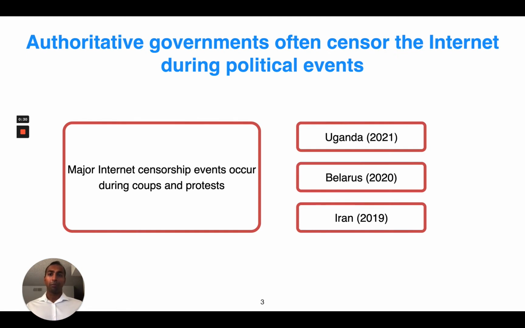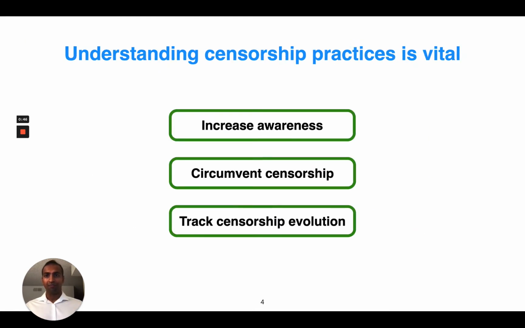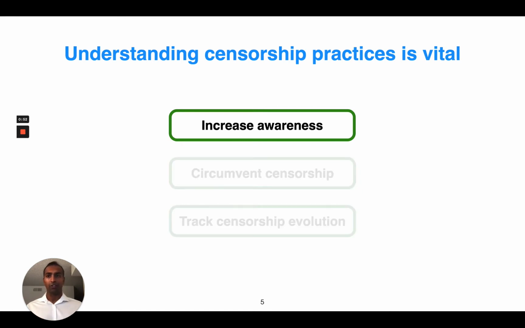Increasingly, we are observing many instances where authoritative governments censor the internet during political events, such as coups and during protests. We saw censorship events occur in Uganda earlier this year during the elections, in Belarus last year during protests, and in Iran a couple of years ago also during protests. The motivation for this work is to understand how censorship practices unfold and evolve during such events.